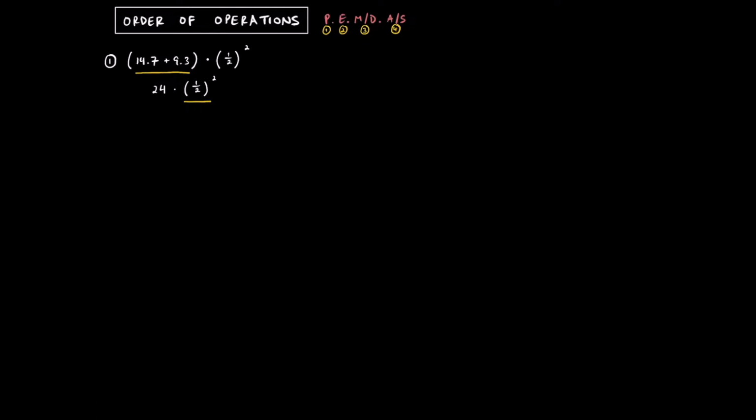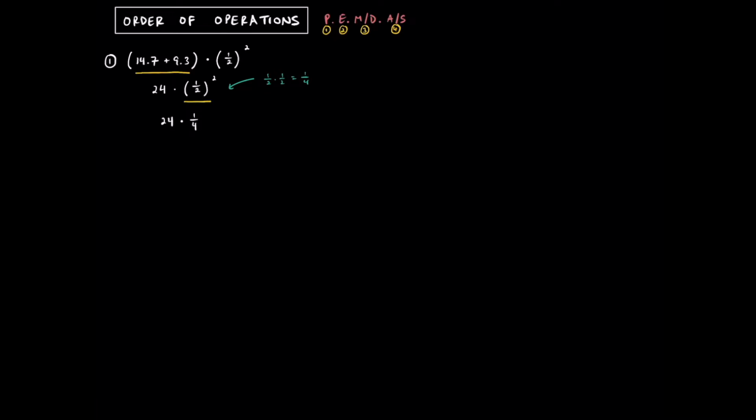So this 1/2 squared, really just on the side, if that helps at all, just because we're practicing exponents a little more right now, that's 1/2 times 1/2. So 1 times 1 is 1, 2 times 2 is 4. So this is really just 24 times this 1/4.